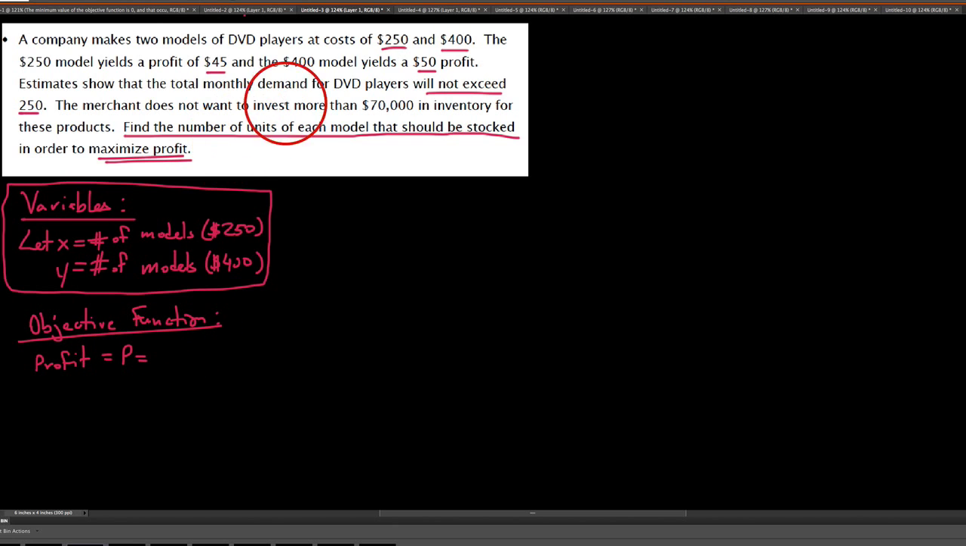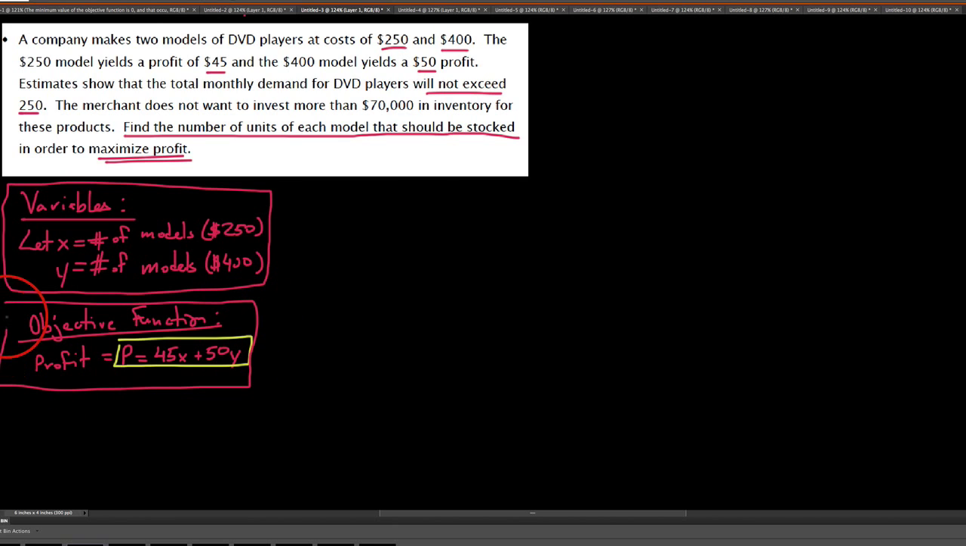And what I know is this. They told us about profit. For every one of these $250 models we sell, we get a profit of $45. And for every one of these $400 models we sell, we get a profit of $50. So if I wanted to find my total profit, I would say $45 times however many of these I sell, plus $50 times however many of these I sell. This would represent how much profit goes into our pockets. Okay, so here's our objective function, and that measures our profit. That's what we're trying to make as big as possible.